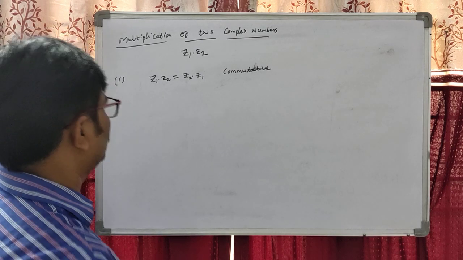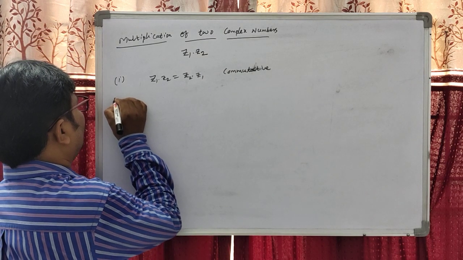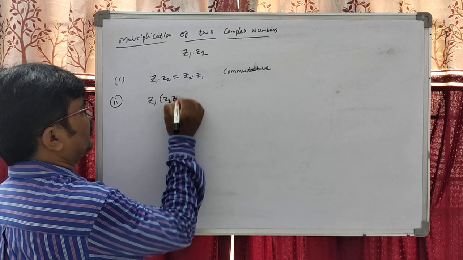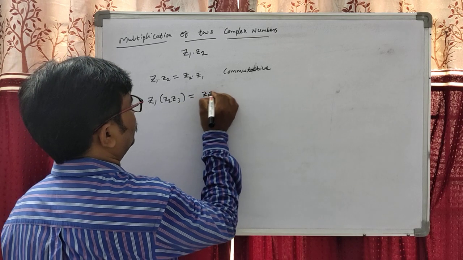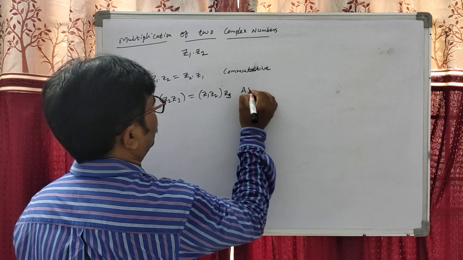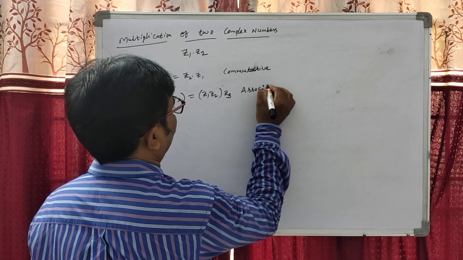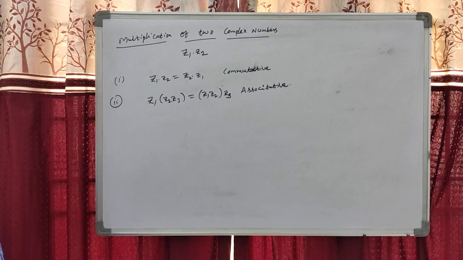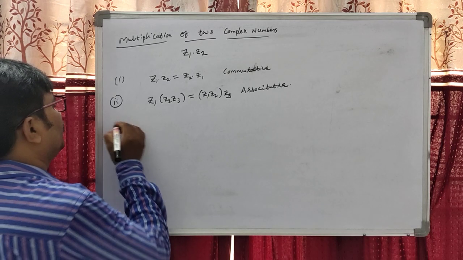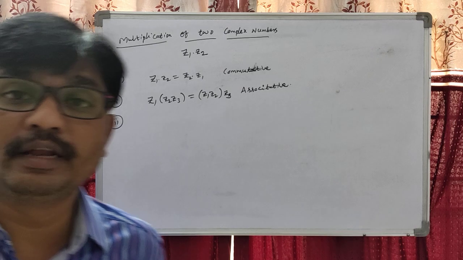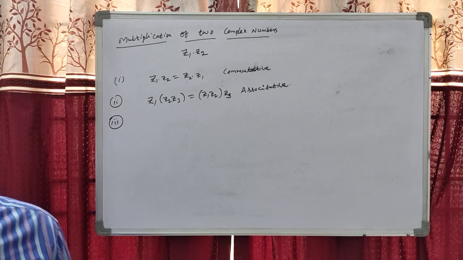The commutative law is satisfied, and the second one, already explained: z1 into z2 into z3 equals z1 into z2 into z3. When we take three complex numbers, that is called the associative law. Multiplication satisfies commutative and associative laws. And the third one is the identity.